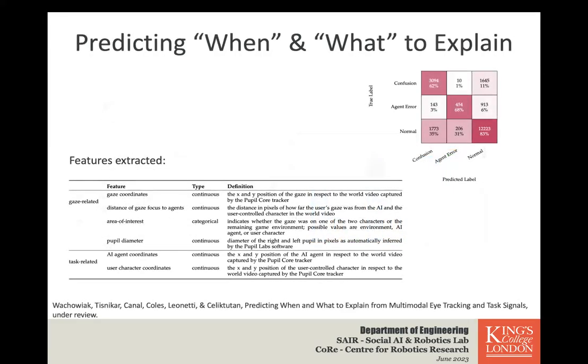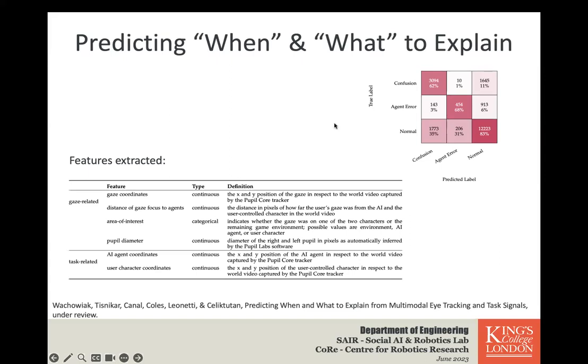This was an analysis, but now we moved on to the next step. Can we automatically predict when and how to explain by looking at these nonverbal behaviors? We extracted some features from this interaction setup. For example, we looked at the gaze coordinates, the pupil diameter, and areas of interest. We extracted gaze-related features, but we also extracted some task-related features.